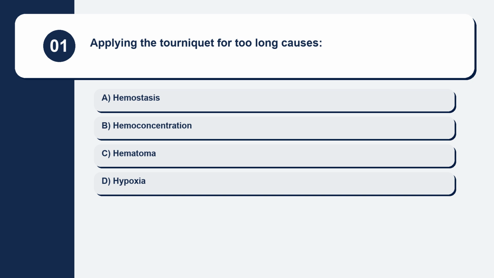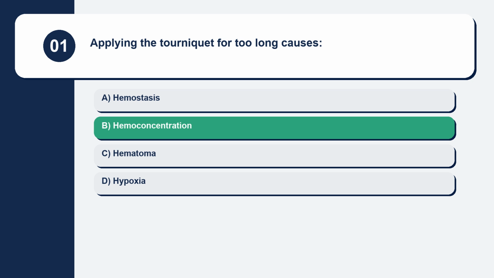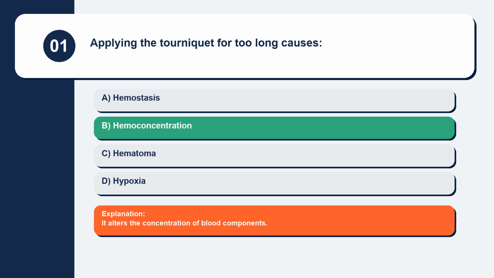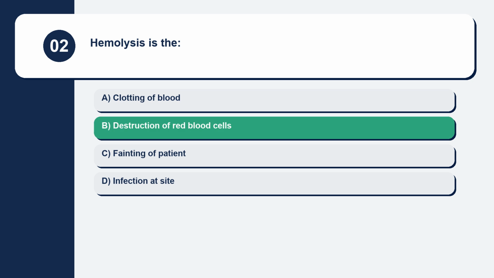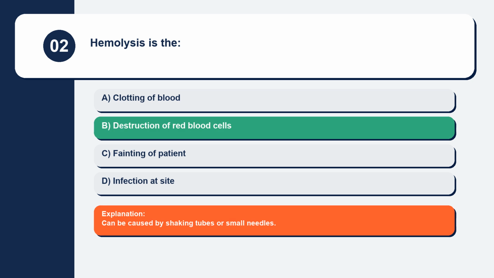Question 1. Applying the tourniquet for too long causes hemostasis, hemoconcentration, hematoma, hypoxia. It alters the concentration of blood components. Question 2. Hemolysis is the clotting of blood, destruction of red blood cells, fainting of patient, infection at site. Can be caused by shaking tubes or small needles.